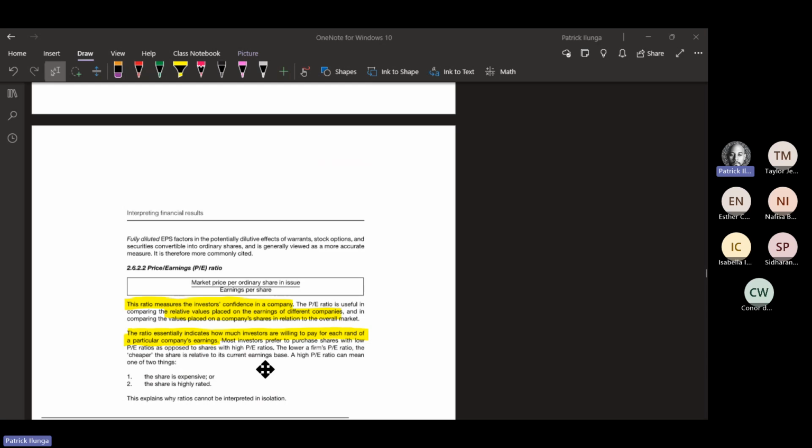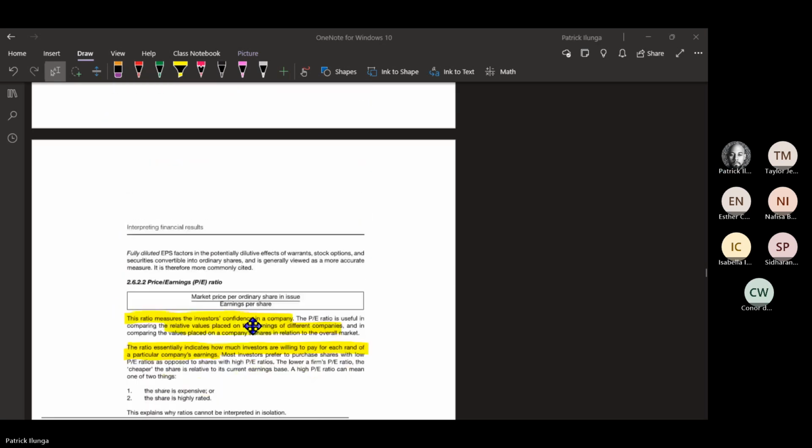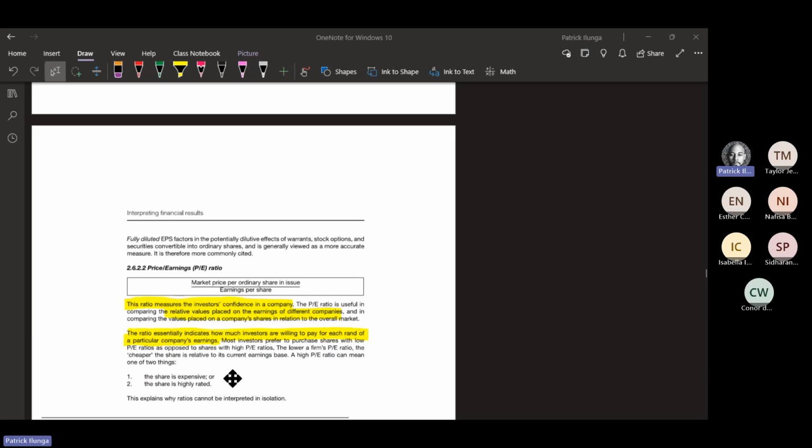So that's your PE. You take your market price divided by your earnings per share, this one. That's a very good way to compare different companies out there. Is that clear?